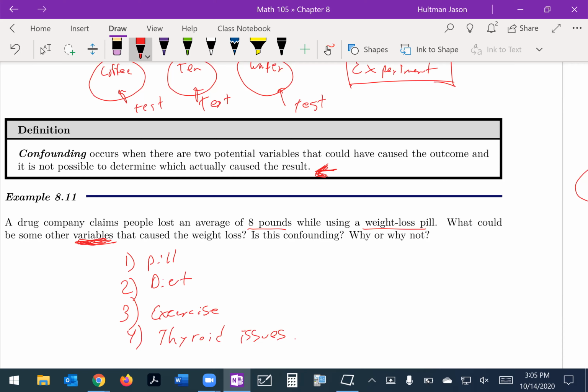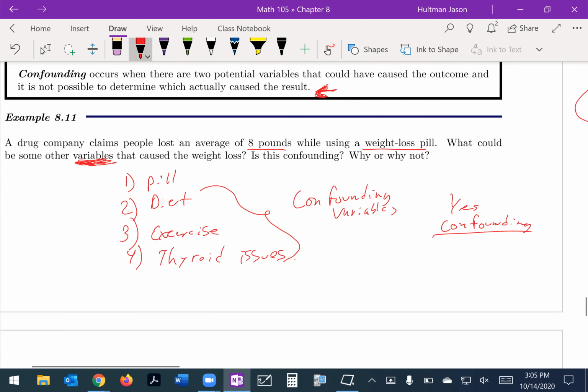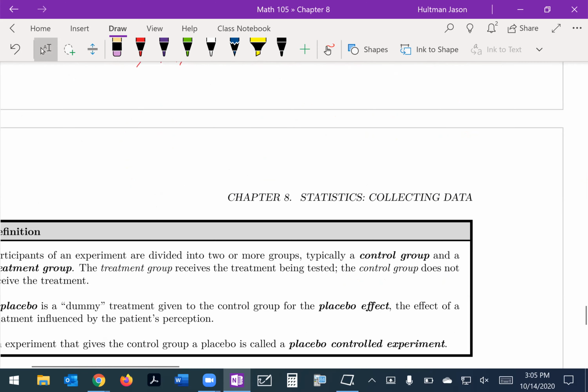Hormonal issues, right? So these are all what we would call confounding variables. I'm not writing well today. These are confounding variables. So is it confounding? Yes. It's confounding because other variables were present that could have caused the same result.